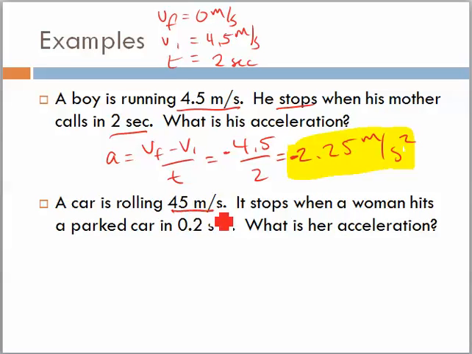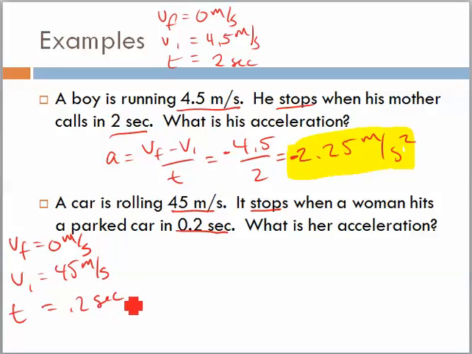A car is rolling 45 meters per second. It hits a parked car and stops in 0.2 seconds. So my list is 0 meters per second final because it stops. Its initial velocity was 45 meters per second, so this one was going about 90 miles an hour. And the time is 0.2 seconds. I want you to go ahead and try working this one out, and we'll see how you do.